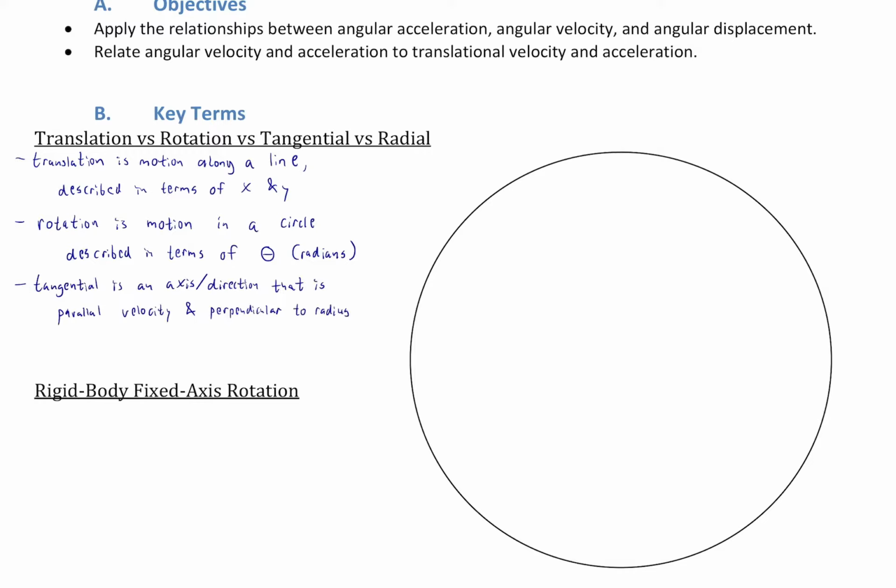On the other hand, tangential is an axis, a direction. So it's not a type of motion. It's parallel to velocity, because velocity is always tangential to the direction, and it's perpendicular to the radius for circular motion. On the other hand, radial is, again, a direction, but one that's parallel to the radius. So you've got 2 things that are more like directions. They're like x and y. They can be described in terms of unit vectors, whereas translation and rotation are types of motion.